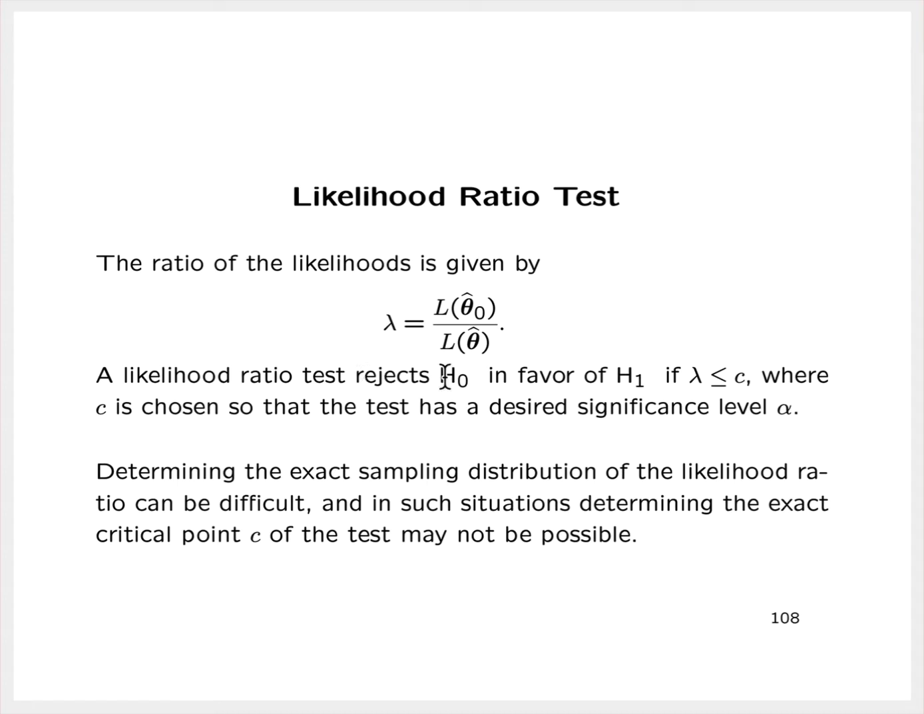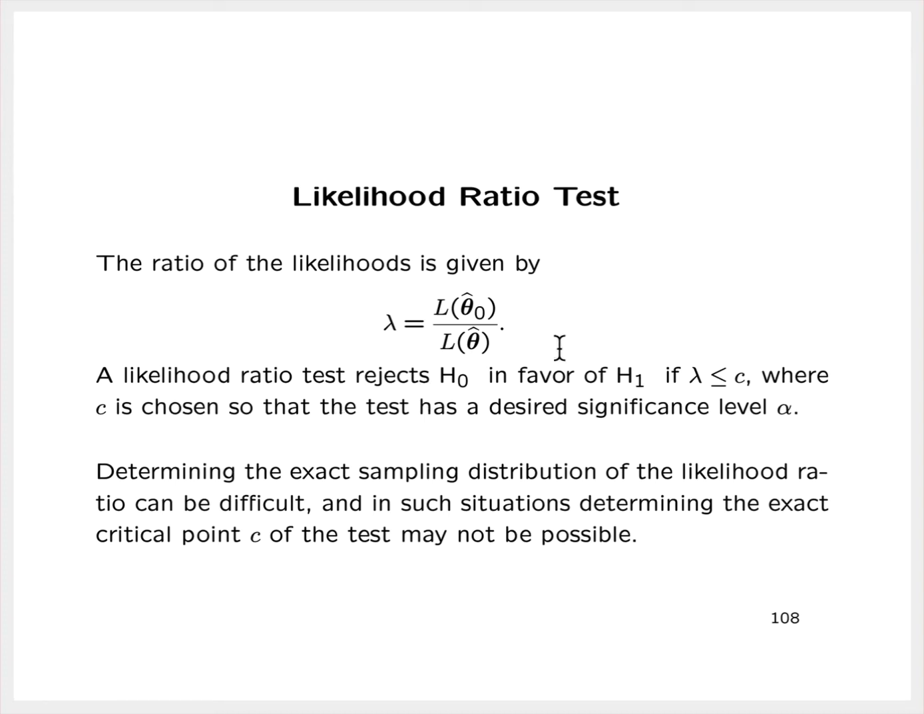So again, the ratio of the two likelihoods is denoted by lambda, and a likelihood ratio test rejects the null hypothesis in favor of the alternative if this ratio of likelihoods is small. That is, if lambda is less than or equal to some c, where c is chosen so that the test has a desired significance level, which we'll denote by alpha.